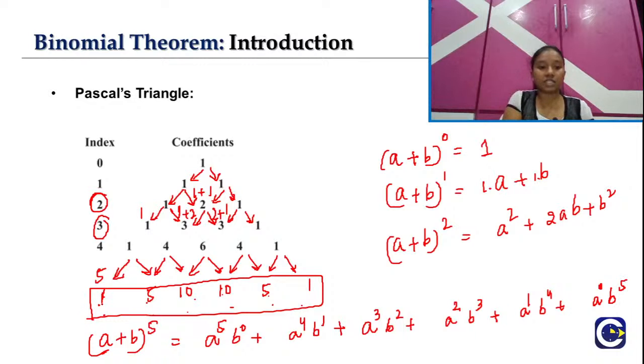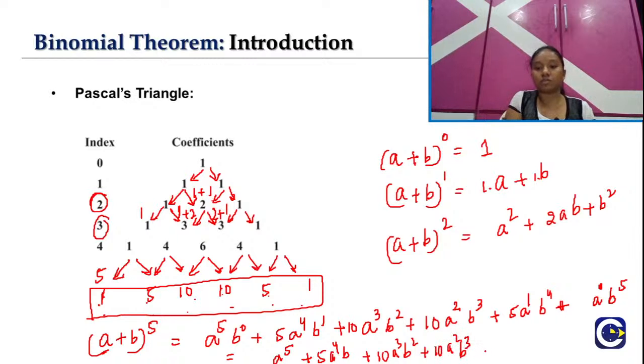So let's write these coefficients accordingly. So here it will be 1 into, so no need to write. Here it will be 5. Here it will be 10. And the next one it will be 10. And the next one it will be 5. And the next one it is 1. That means the expansion of (a + b) whole power 5 is given by a power 5 plus 5a power 4 b plus 10a cube b square plus 10a square b cube plus 5a b power 4 plus b power 5. So this will be our expansion of (a + b) power 5.